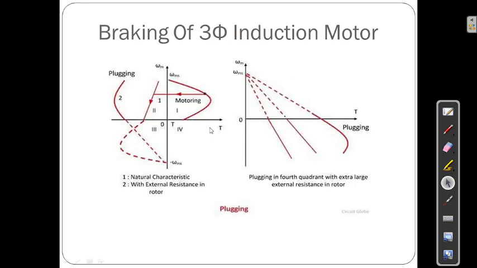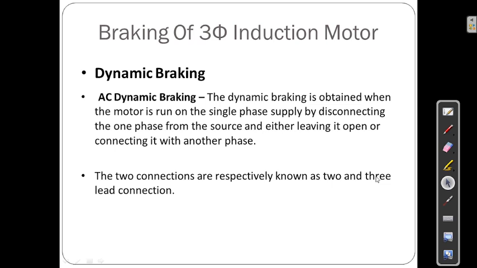You can see over here, this is the first quadrant, this is the second quadrant, and this is the third quadrant. If the motor is operating over here, then the plugging will be from the second quadrant to the third quadrant. You will see the graph also, it's the same, speed versus torque.